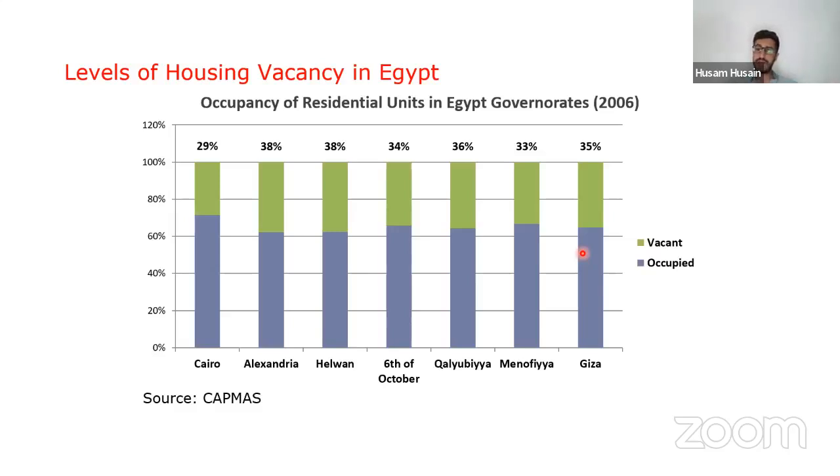So if we really have a problem in the accommodation, a problem in the number of units, where are these vacant units coming from? Why are there vacant units in the first place? Why not use them? 35% of the units in Giza are vacant. 29% of the units overall in Cairo are vacant. In Alexandria, 38% are vacant. So we're speaking of an average of about one third of the units in Egypt being vacant.